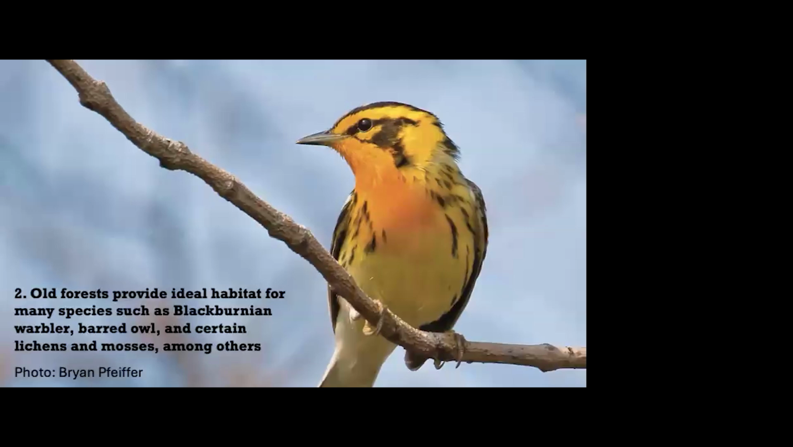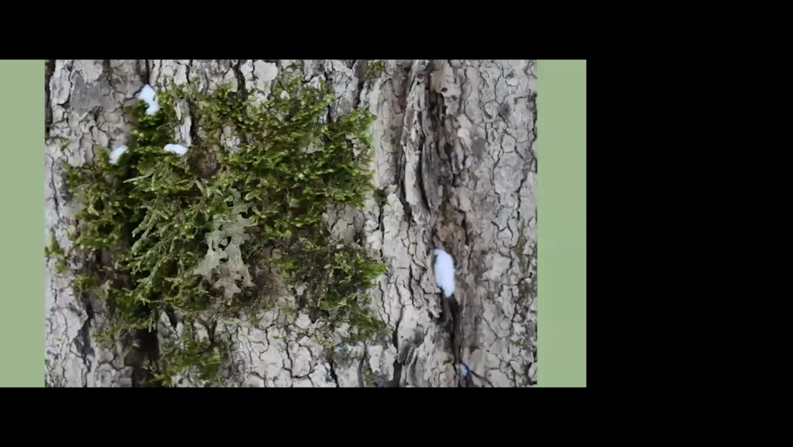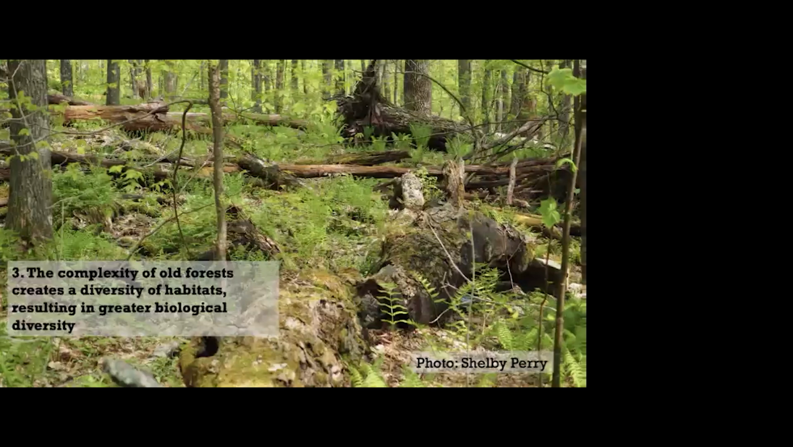Two, old forests provide ideal habitat for many species like Blackburnian warbler, barred owl, and certain lichens and mosses, among other things. And that's a Blackburnian warbler, like this lung lichen, Neckera moss. Three, the complexity of old forests creates a diversity of habitats, resulting in greater biological diversity.